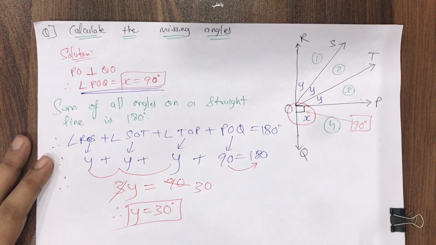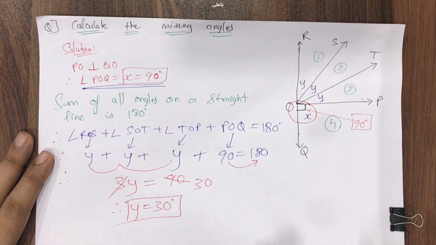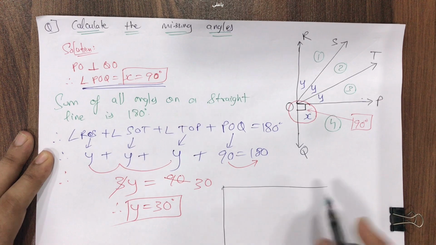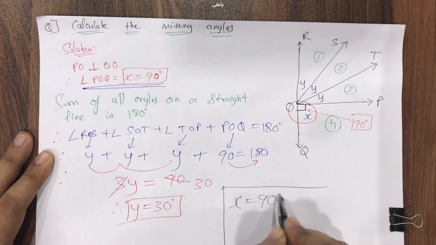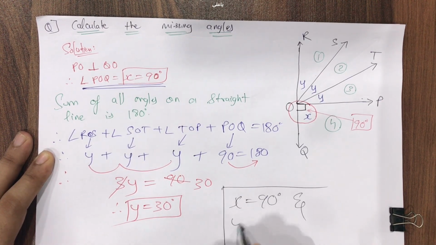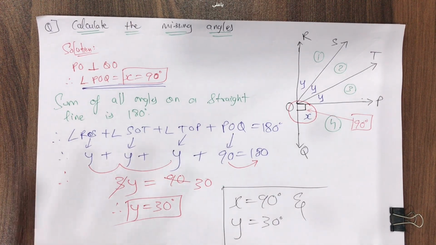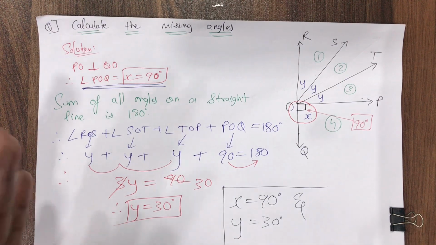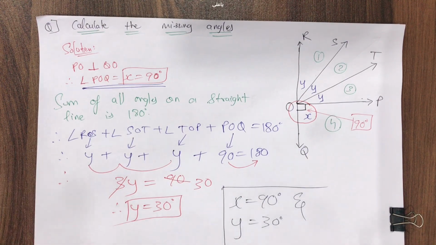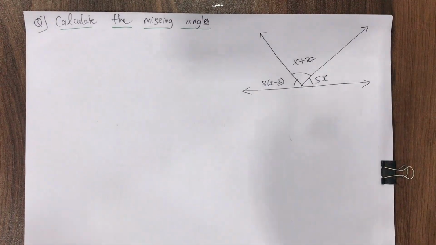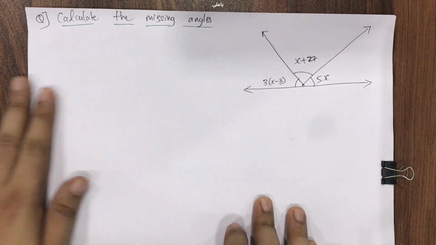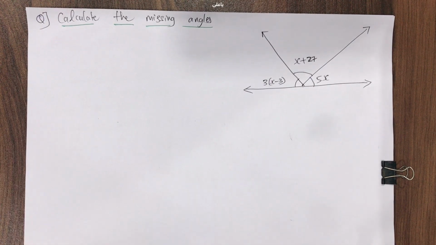That's it, students. So we got to know our two unknown angles. What are our two unknown angles? X is equal to 90 degrees and Y is equal to 30 degrees. That's it. Please pause the video, and drawing the diagram is compulsory. Even in the exam, if a diagram is given, of course, you have to draw the diagram. Do it fast.